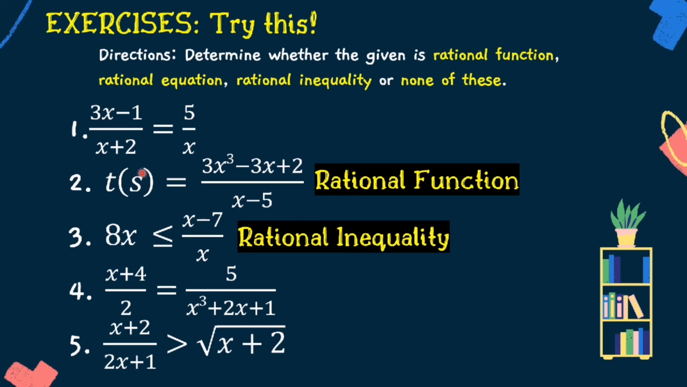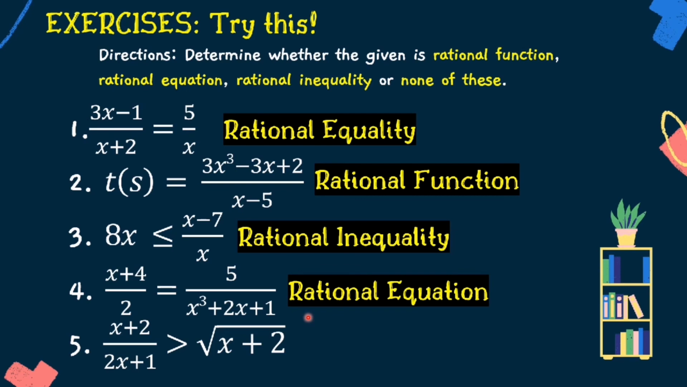Next, we have a rational function, t of s equals 3x cubed minus 3x plus 2 over x minus 5. We also have a rational equation. This includes rational expressions with the presence of an equal sign. We also have a rational equation here because of the presence of an equal sign.